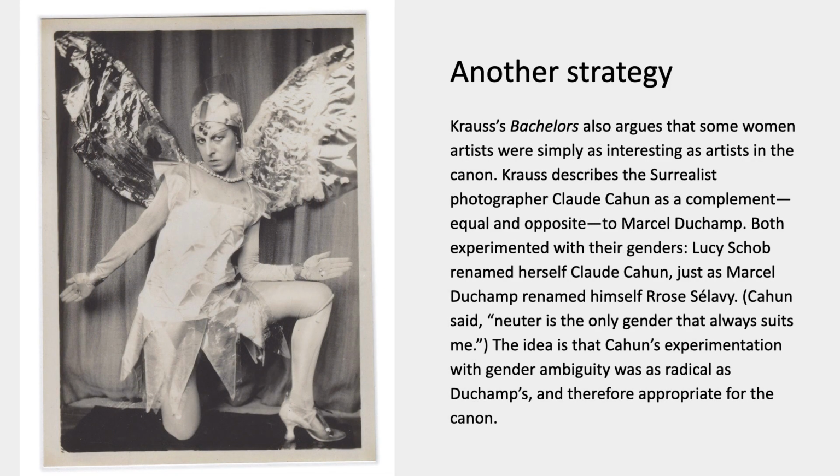There's also another strategy in that same book, Krauss's Bachelors, because she also argues that some women artists were simply as interesting as artists in the canon. So she describes the surrealist photographer Claude Cahun as an equal and opposite complement to Marcel Duchamp. And that's because both of them experimented with their gender. Lucy Schwob renamed herself Claude Cahun, just as Marcel Duchamp once renamed himself Rrose Sélavy. Cahun said, quote, "Neuter is the only gender that always suits me," unquote. So the idea there is that Cahun's experimentation with gender ambiguity was as radical as Duchamp's, and therefore Claude Cahun is also appropriate for inclusion in the art history textbook.